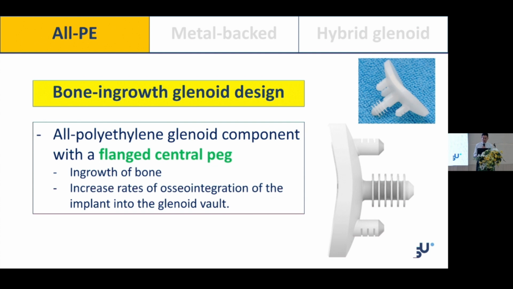Due to the high failure rate from glenoid loosening, the bone ingrowth glenoid design was developed. This design features an all-polyethylene component with a fluted central peg, which promotes bone ingrowth and enhances osseointegration into the glenoid vault.